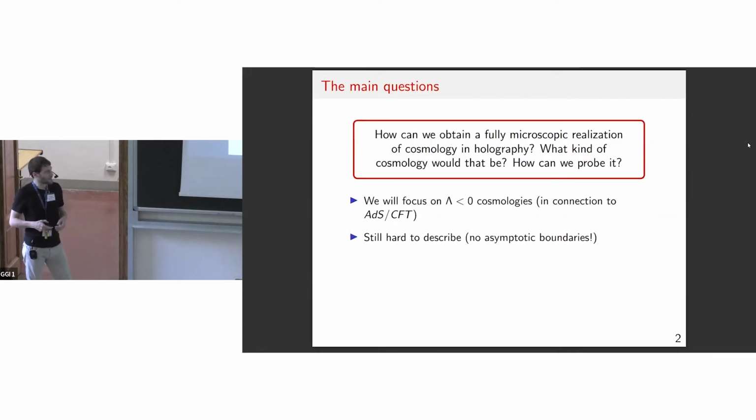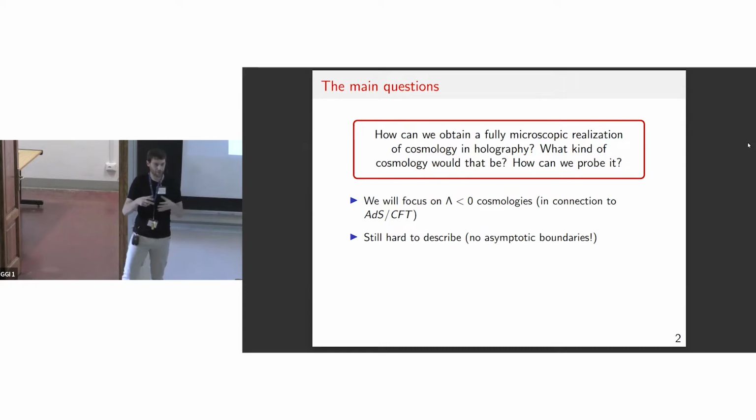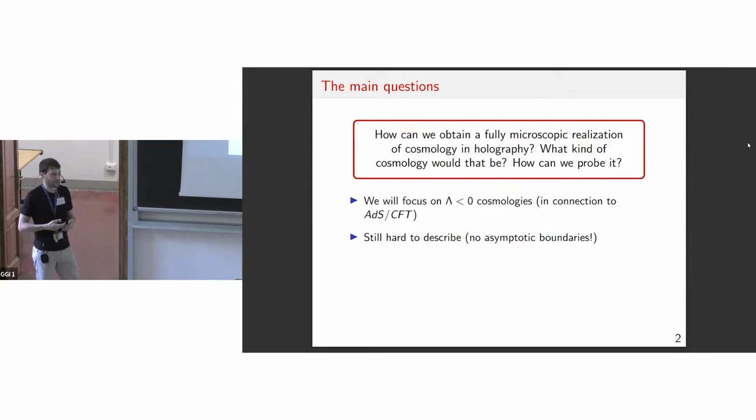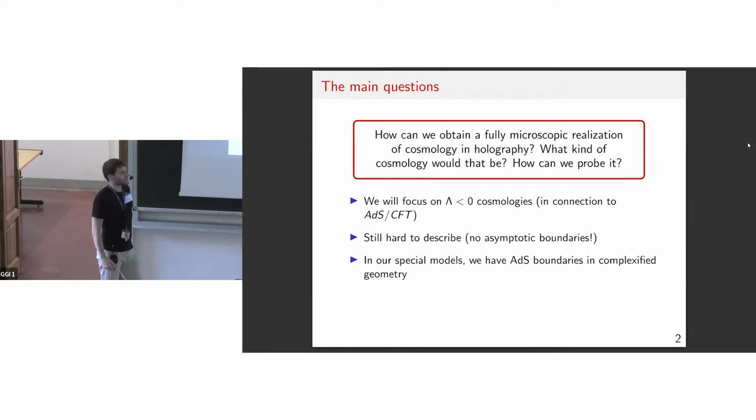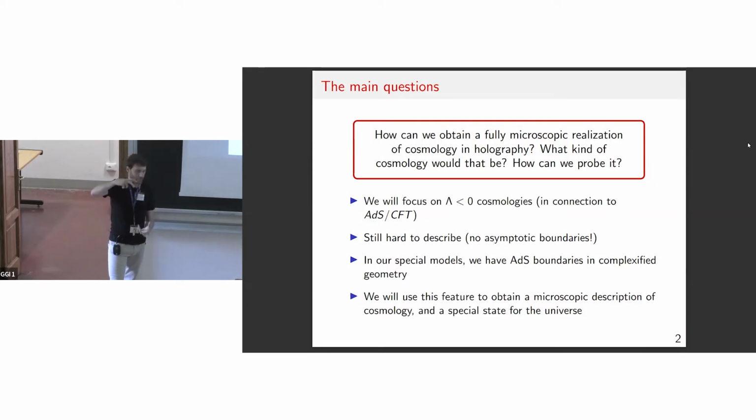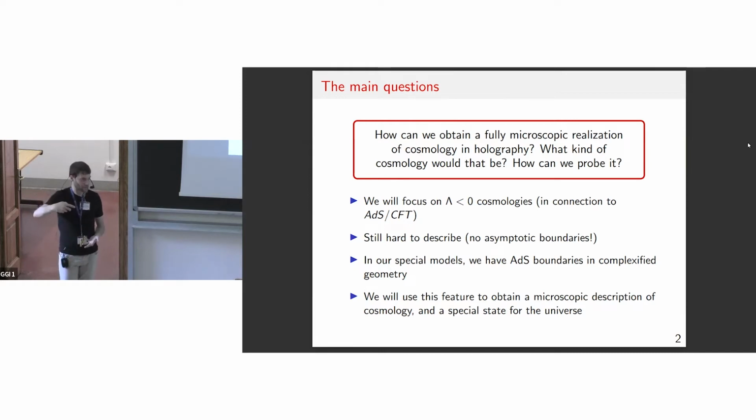Now, the fact that we have a negative lambda doesn't mean that it's easy to describe cosmology in AdS/CFT. I think the simplest possible way to see that is that if we have these cosmologies, which are generally Big Bang, Big Crunch cosmologies, there are no asymptotic boundaries where to define a dual CFT. So we cannot just use the extrapolate dictionary or the usual tools that we have in AdS/CFT to describe this cosmology holographically. So the idea is that in these specific models of cosmology, you can have some asymptotic boundaries, asymptotically AdS regions, if you consider a complexified geometry associated with this cosmology. And so we will use this feature. We will use the fact that in a complexified version of the cosmology, you have asymptotic boundaries to define a holographic dual on these asymptotic boundaries.